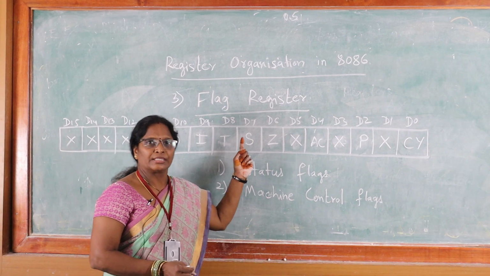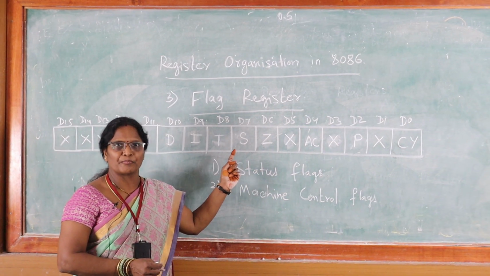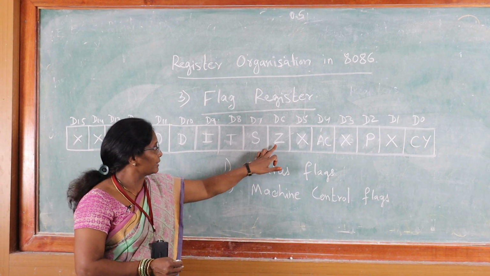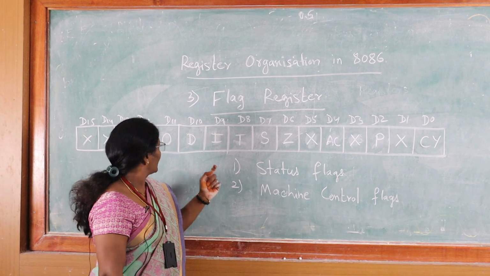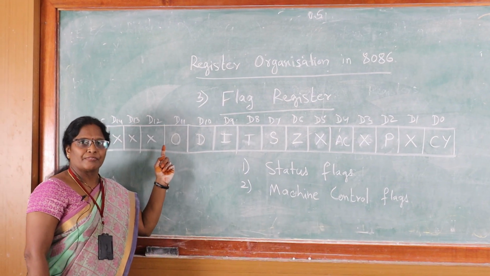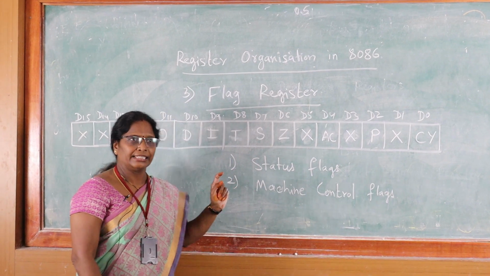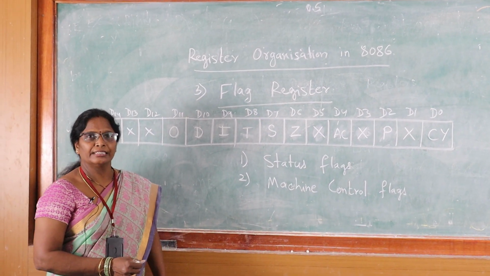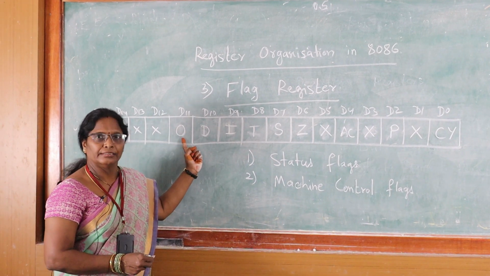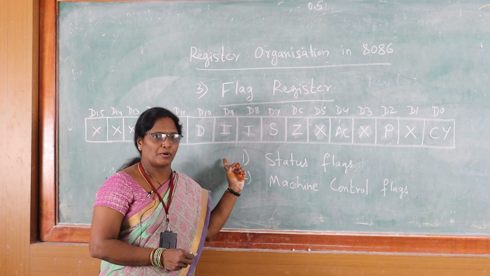Sign flag. This sign flag is used only in signed operations. When the result of the operation is negative, then this flag is in the set state, otherwise it is in the reset state. Overflow flag. When we try to store a result which is larger than the size of the destination register, then showing the error, this flag is in the set state. It indicates that some faulty operation is performed.